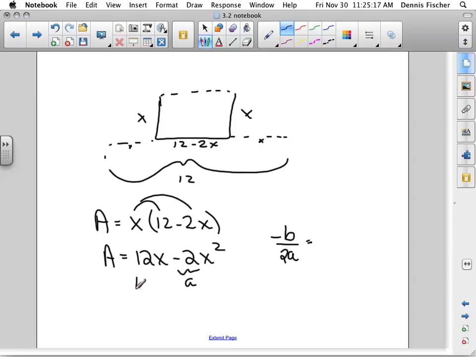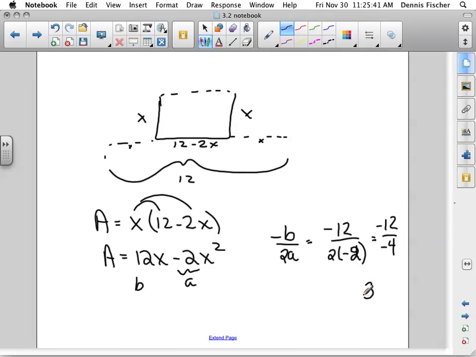My b is 12. So if I plug that in here, I get negative 12 over 2 times negative 2. So I get negative 12 over negative 4, which is 3. So that's my x. 3 is how much I would have cut out.